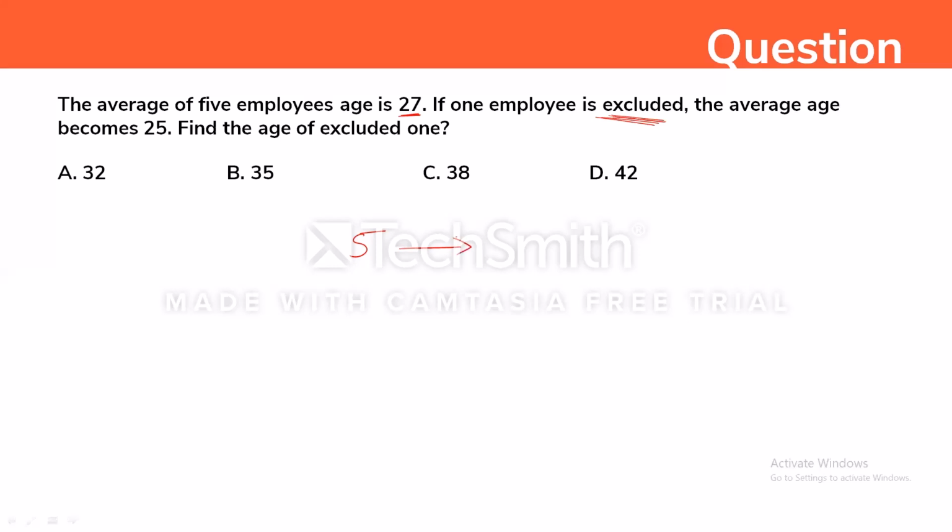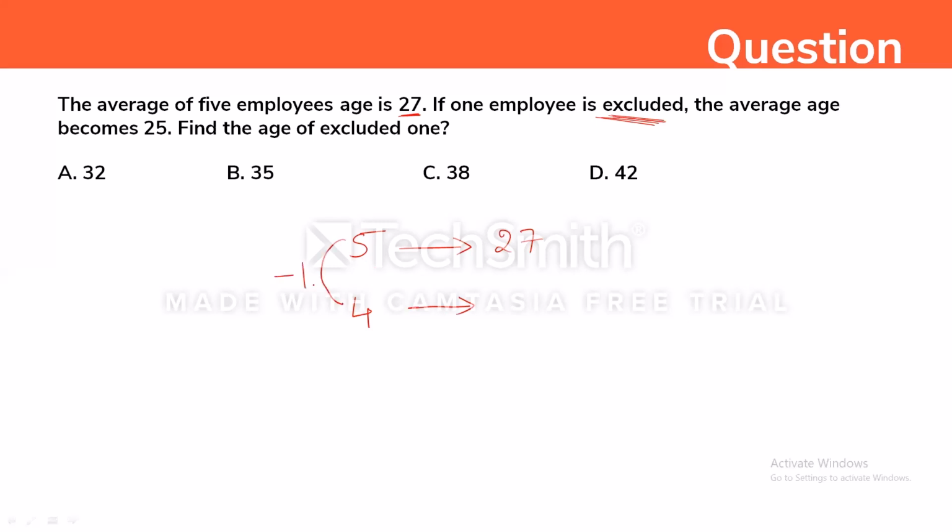What will be the average age? The average age of 5 employees is 27. Now 5 employees count, 27 is the average. Next, one employee is excluded. What's the meaning of excluded? It means we are removing one person out of 5 employees. Now in the second step only 4 employees are there because one employee is excluded. Excluded means removing.